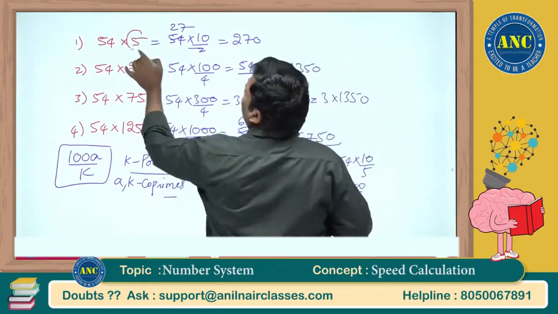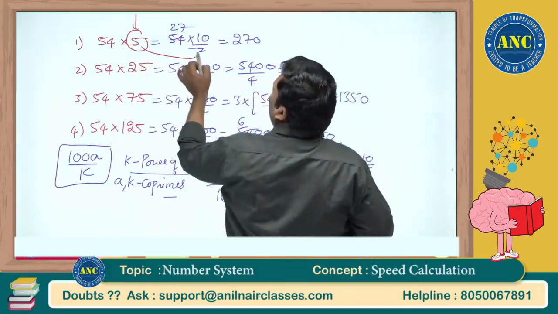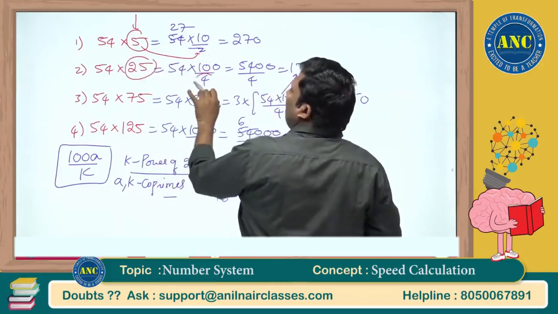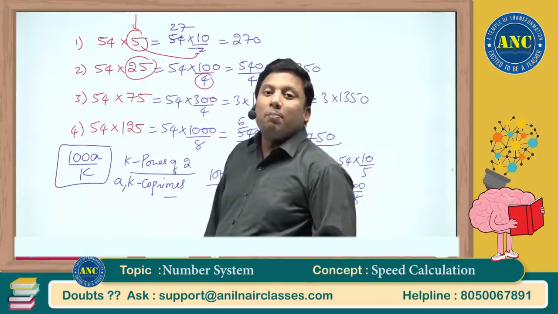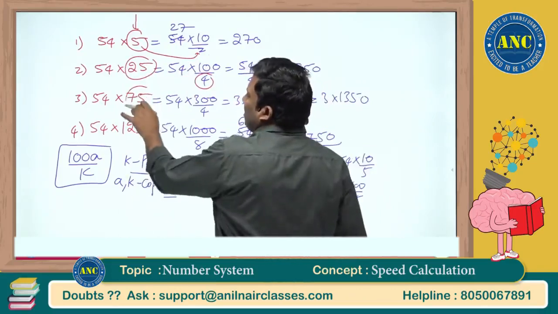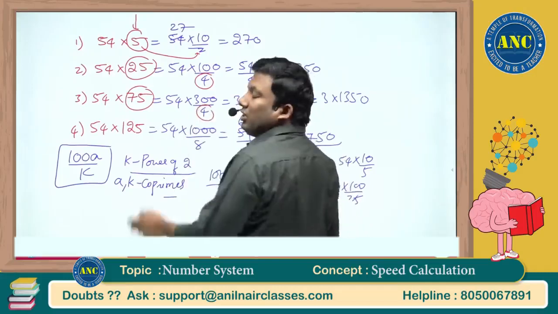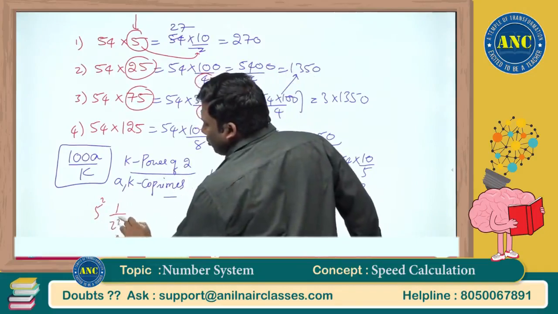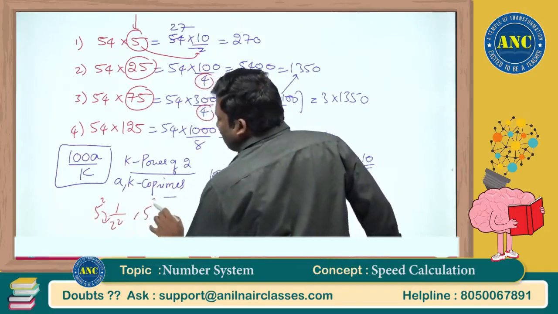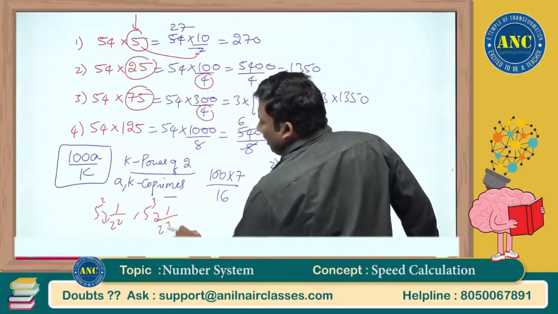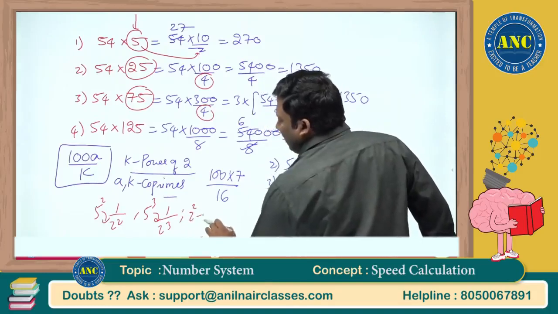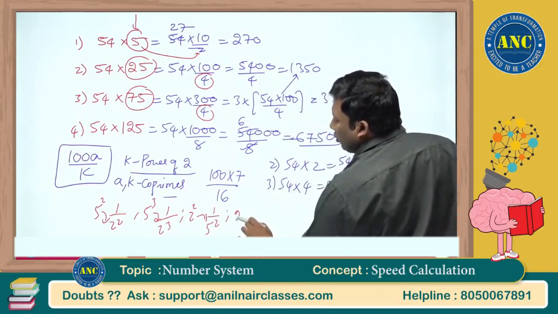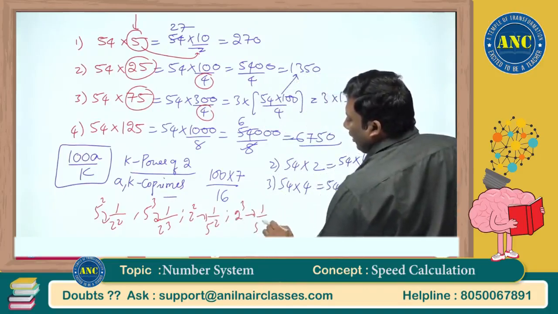Suppose it is 5. If this is 5, the denominator is written as a power of 2. If this is 5 square, the denominator is written as 2 square. If it is a multiple of 25, these also can be written. Are you all with me? If it is 5 cube, the denominator is 2 cube. Reverse case, if it is 2 square, the denominator is 5 square. If it is 2 cube, the denominator is 5 cube.